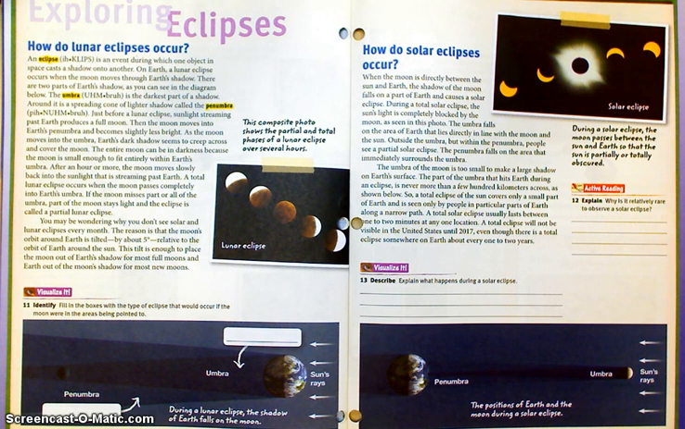All right, welcome to screencast number 3 for Unit 5, Lesson 2. I'm on pages 240 and 241, and we're going to talk about eclipses.